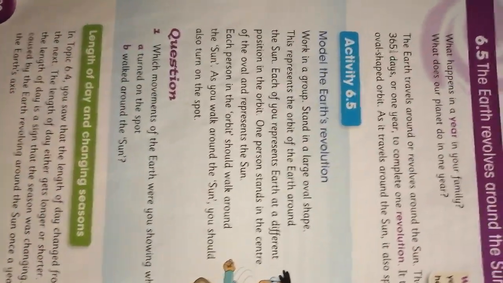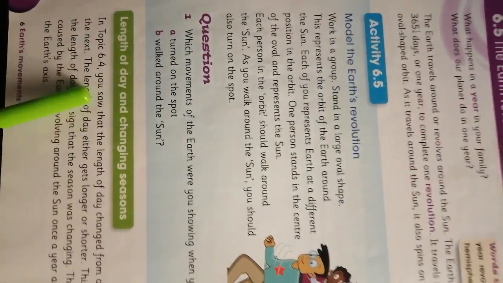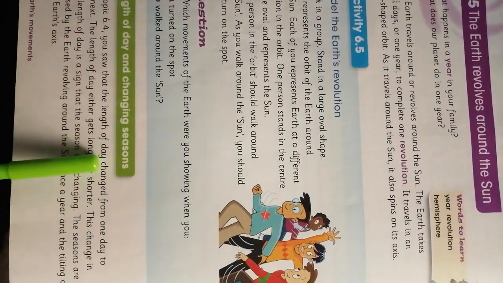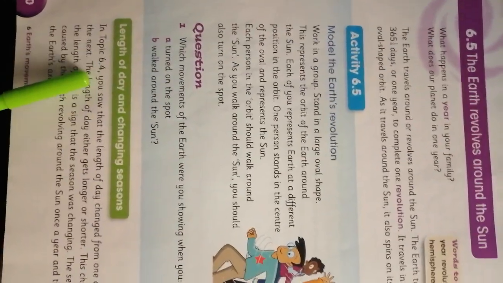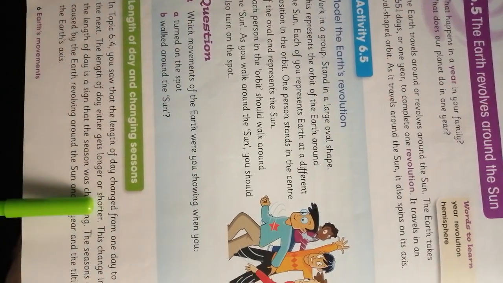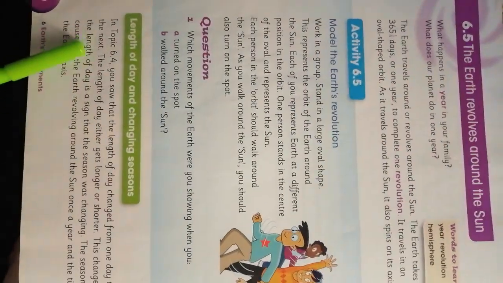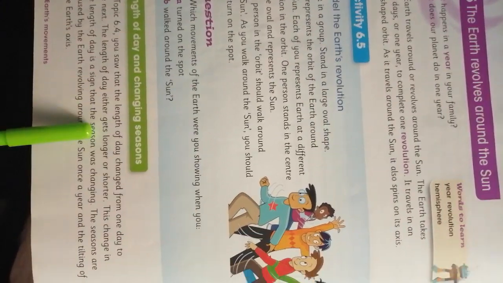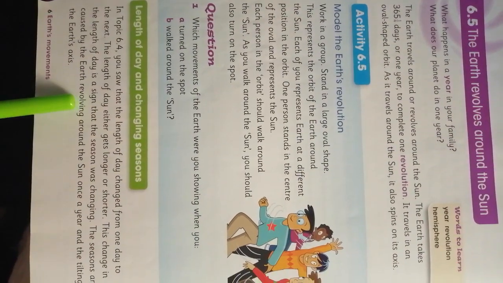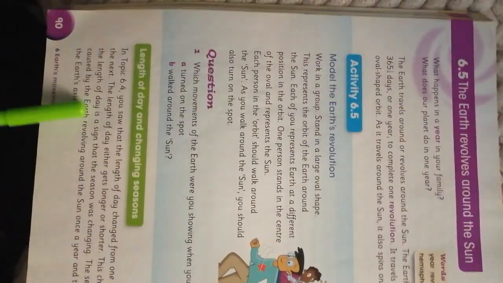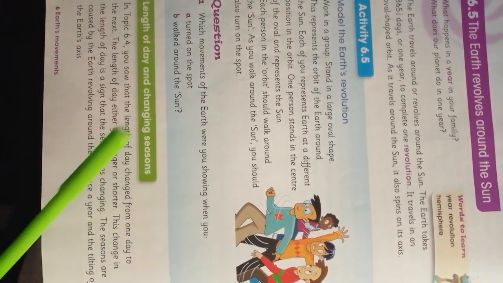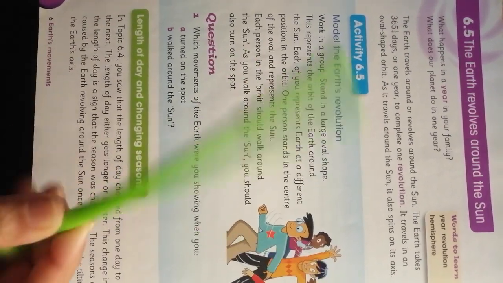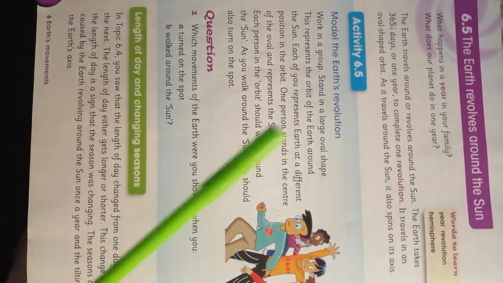Here, length of day and changing seasons. In 6.4, the last lesson, you saw that the length of day changed from one day to the next. The length of day either gets longer or shorter. This change is a sign that the season was changing. The seasons are caused by the earth revolving around the sun once a year and the tilting of the earth's axis. So, the reason seasons change is because the earth is tilted on its axis. It's not upright, it's tilted, and because of revolution.